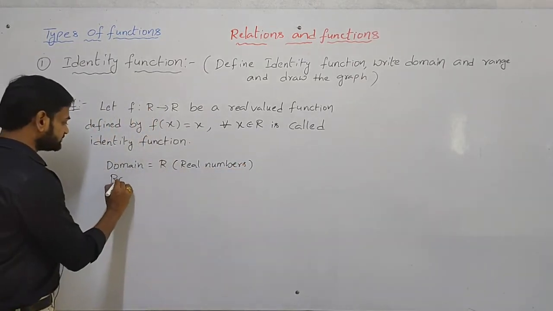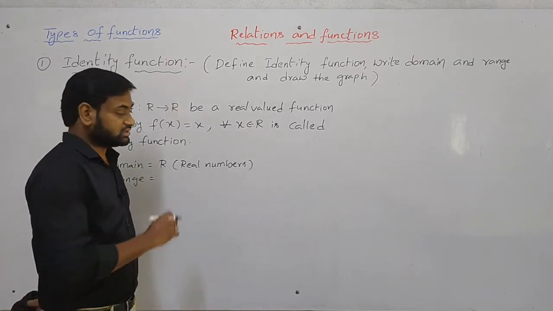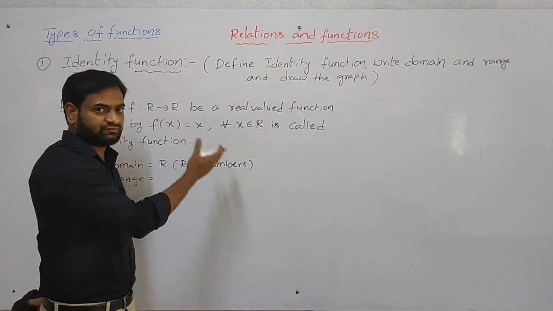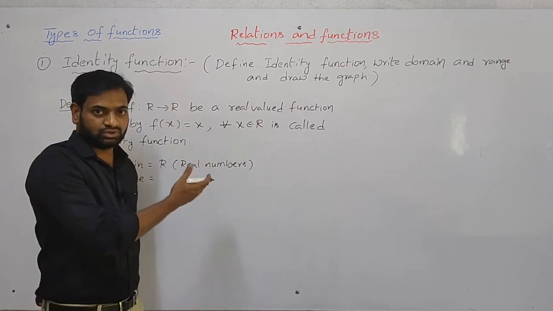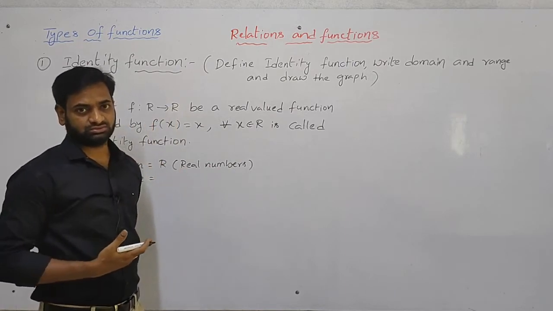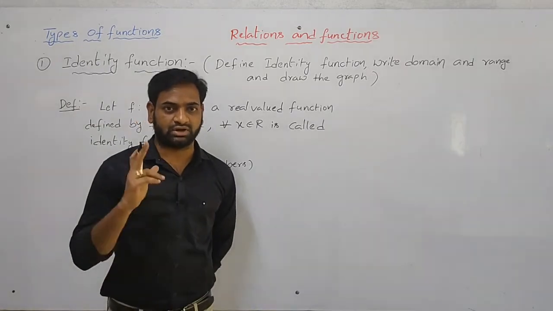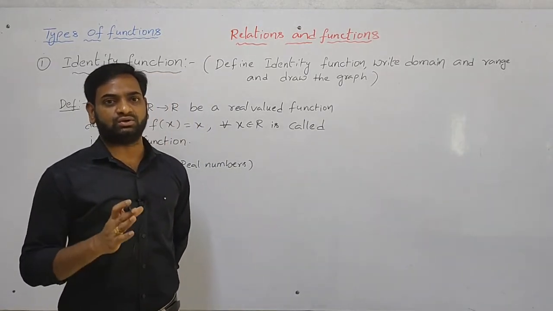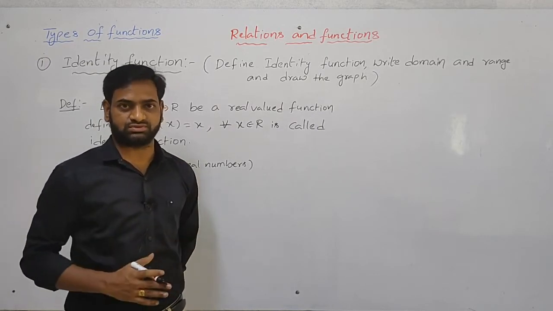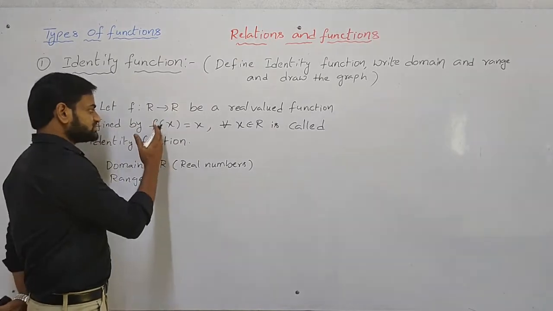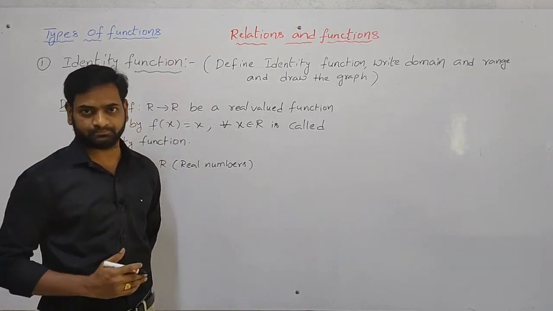Next, what is the range? See here, if x is 1, then f of x is also 1. If x is 2, then f of x is also 2. So x values are domain, f of x values are range. Remember, the main thing is x values are domain values and f of x values are range values. Here x value and f of x value are both the same. That means domain and range are both the same.